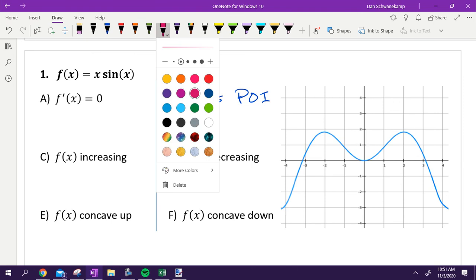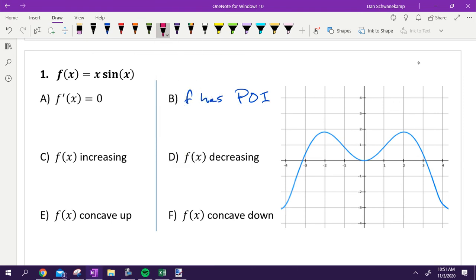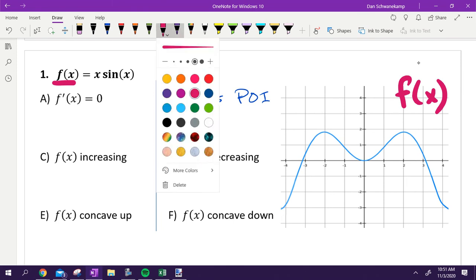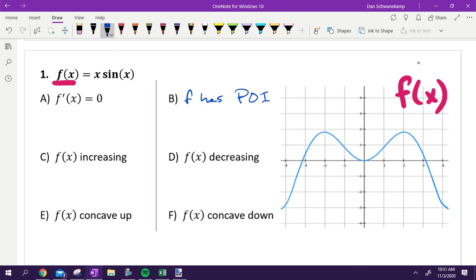The first thing we're going to do is identify what I have. This is an f graph. This is f of x. And so I need to answer questions based on f of x. The first question is, where is f prime going to be equal to 0? What am I looking for on this f graph for when f prime is 0?